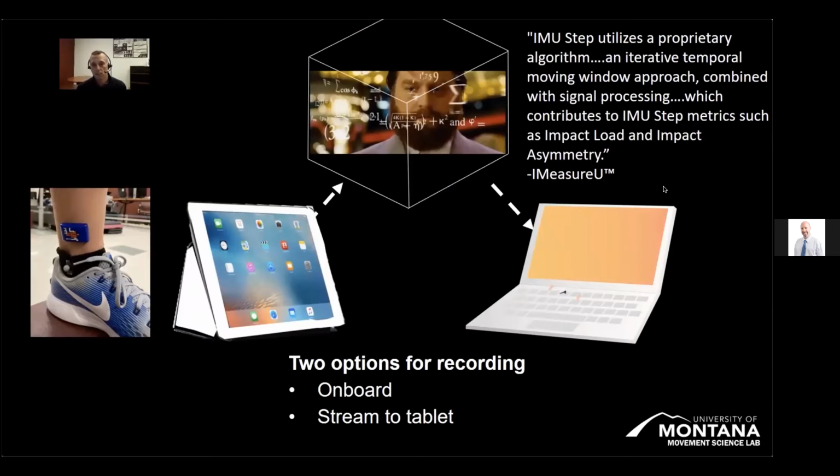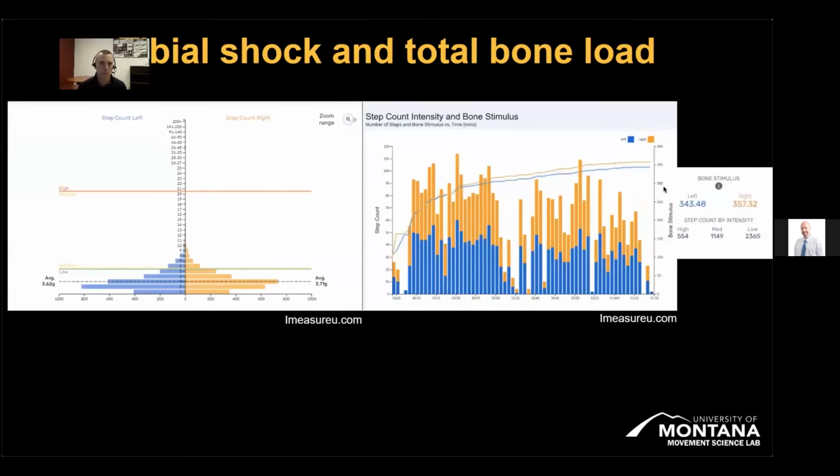The data are then uploaded to a black box kind of algorithm that is proprietary to IMU, to iMeasureU, and they use this iterative temporal approach to identify stance phases, and then they come up with iMeasureU step metrics of impact load and impact asymmetry, which is then accessible via their website on your laptop. It's a pretty slick system, and it's very smooth to use, and you can collect data on a lot of people at the same time.